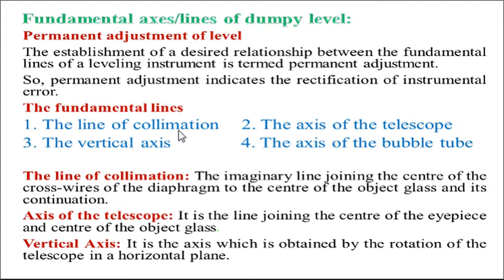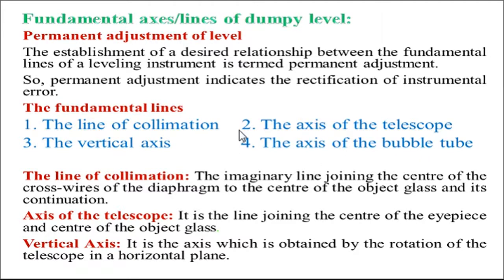First one, the line of collimation. We have seen it is a line passing through the eyepiece to the objective glass and its continuation. Is it not? Second one, axis of the telescope. It is also the same. It is a line passing from the center of the objective glass to the center of the eyepiece and its continuation. Then the vertical axis and the axis of the bubble tube.